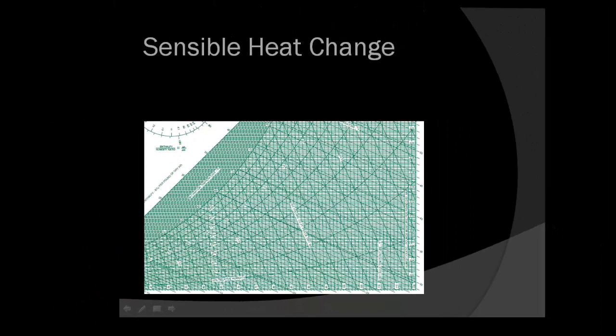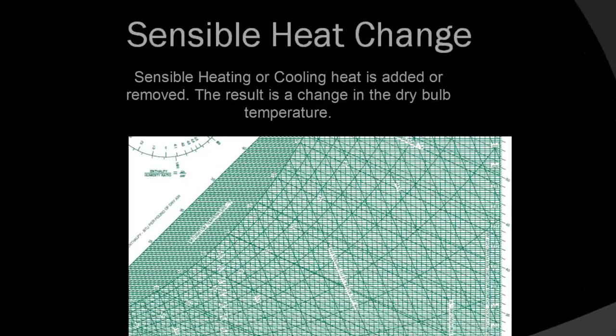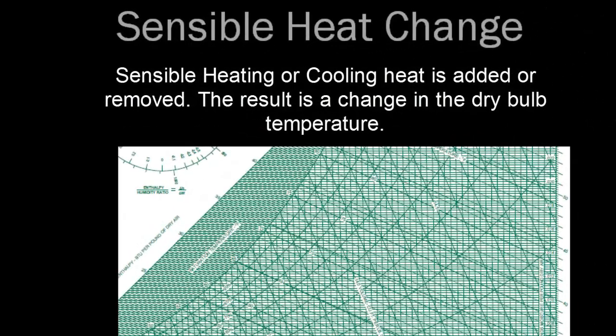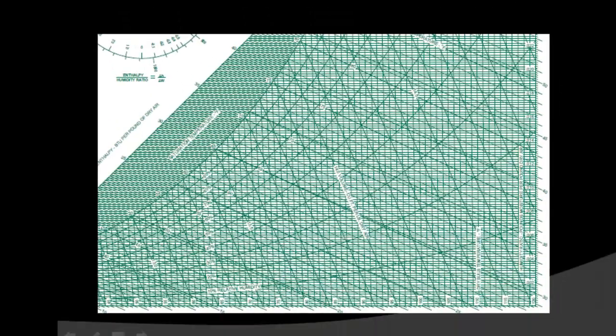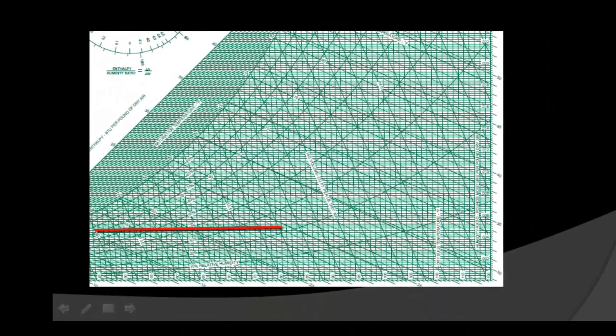On a psychrometric chart, a process or change in properties of air can be represented by drawing a line from the entering condition to the leaving condition. The first process that we will look at is sensible heat change. In sensible heating or cooling, heat is added or removed, resulting in a change in the dry bulb temperature. Since moisture is not added or removed, this process follows a line of constant humidity ratio.